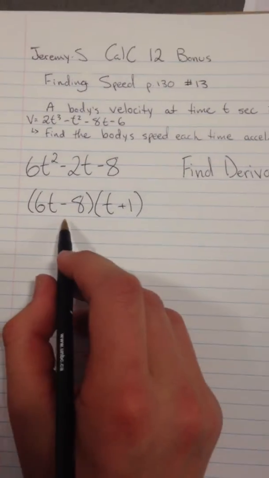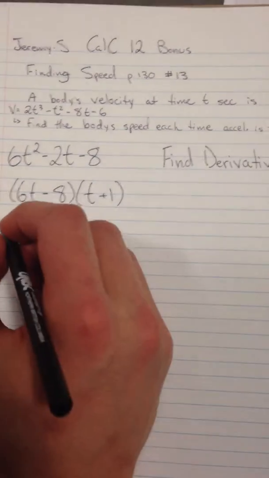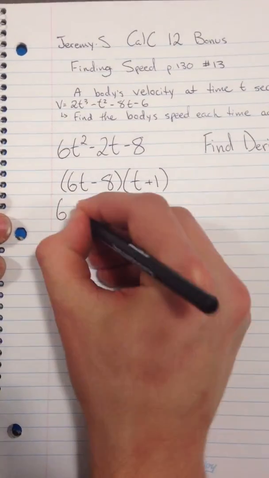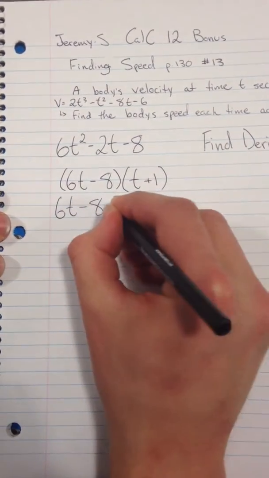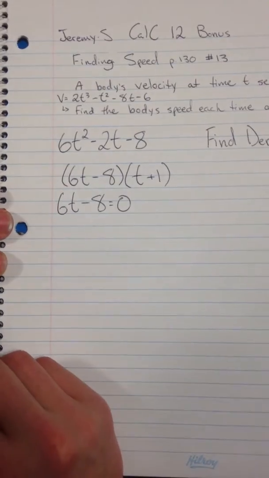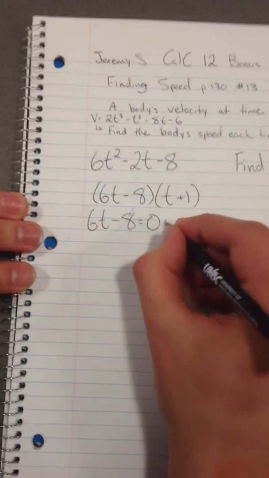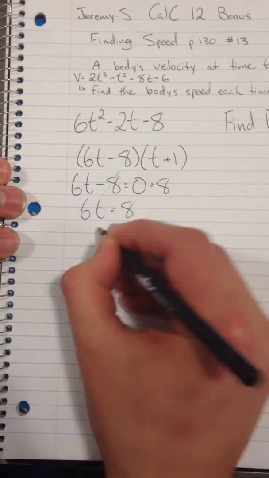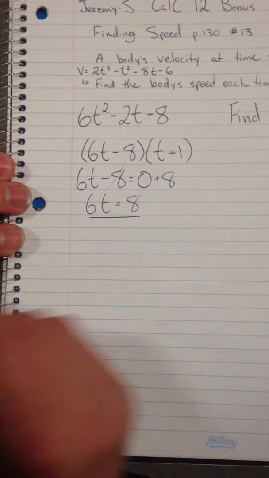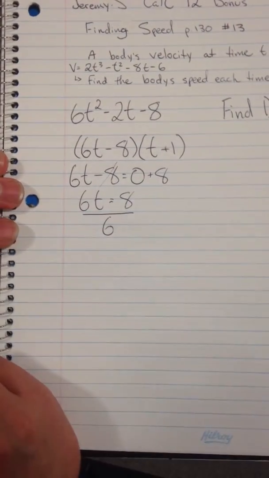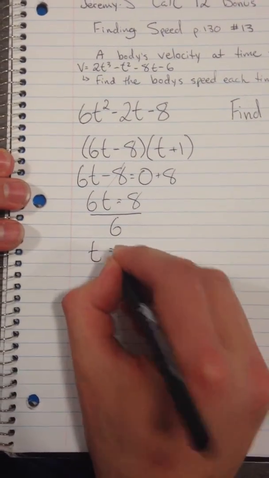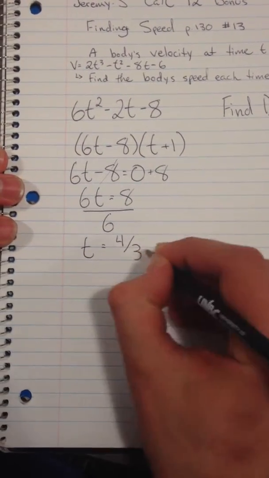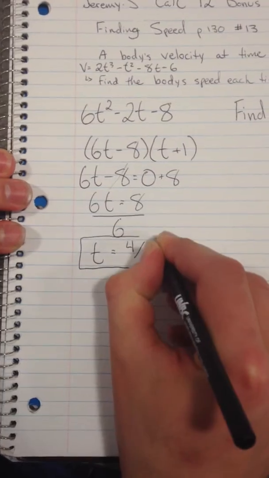Now we have to find each value of t. So we make each part equal to 0. We'll take 6t minus 8 first and make it equal to 0. Then we isolate the t by bringing over 8, giving us 6t equals 8. We divide by 6 to isolate t further, and we have t equals 8 over 6, which reduces to 4 over 3. That is our first t value.